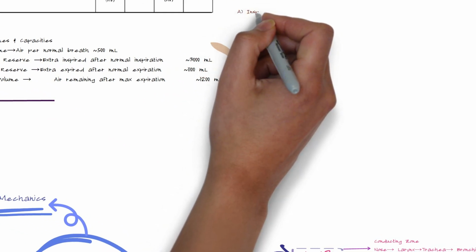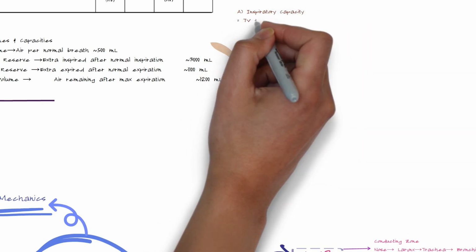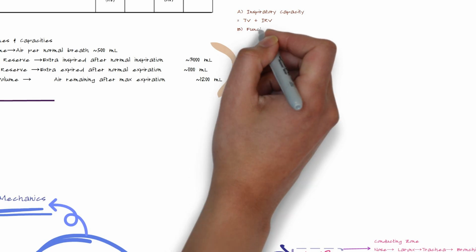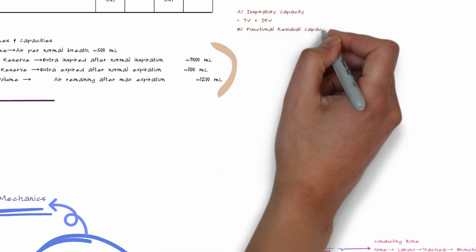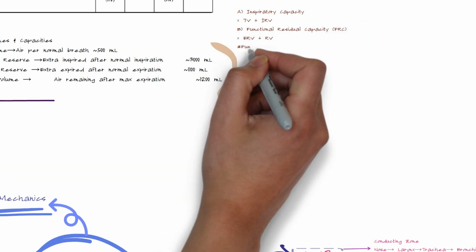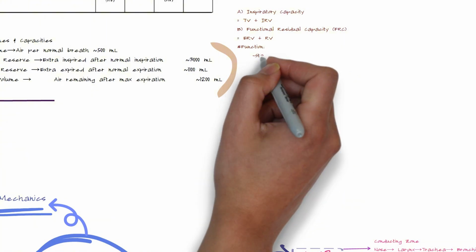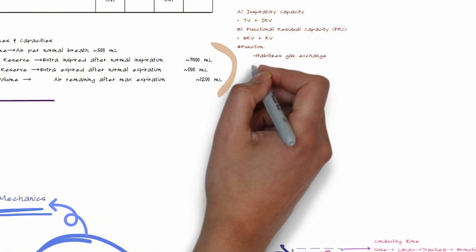four volumes. The vital capacity, which is the maximum air expelled after the maximum inspiration, so it equals all the volumes except the residual volume, because it cannot be expelled. So we have three volumes, removing the residual volume.